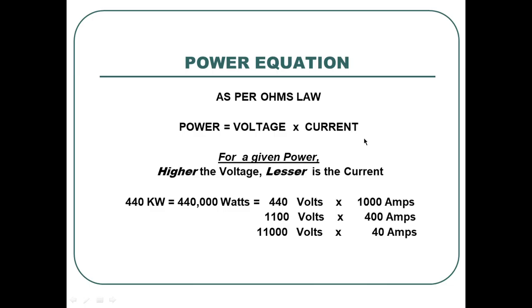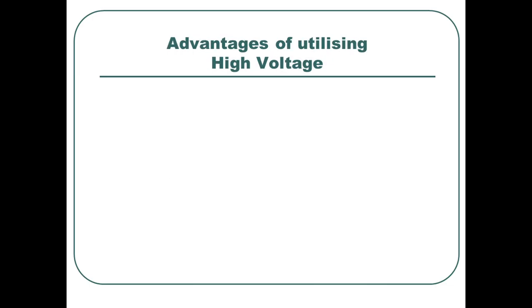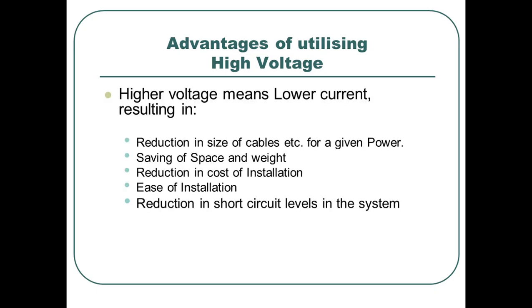Now what are the other advantages that follow because of lower current? Reduction in the size of the cable for a given power, saving of space and weight, reduction in cost of installation, ease of installation, and reduction in short circuit level in the system. Short circuit level in the system will reduce. Because of a short circuit, your motor draws more current, and that is the reason why we have short circuit protection.